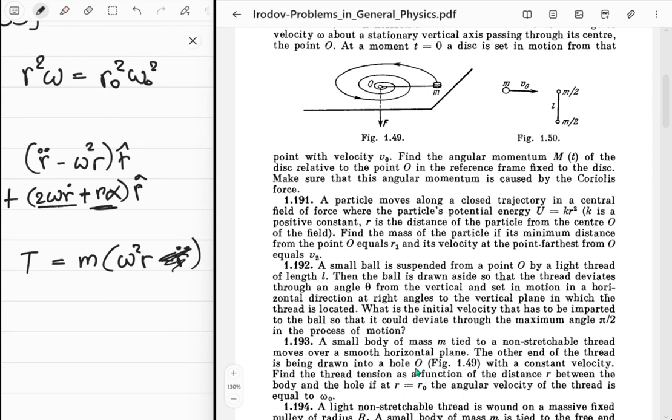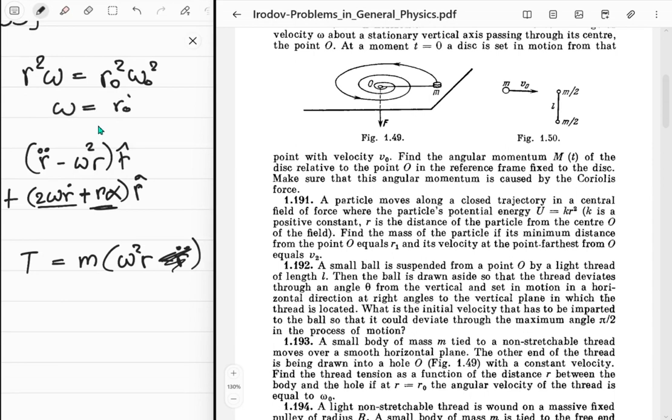Right, now you got it. So it's going to be m r omega squared, and from here you can figure that out. All right, so you want this as a function of distance r, of course. So you want omega in terms of r, which is not a big deal.